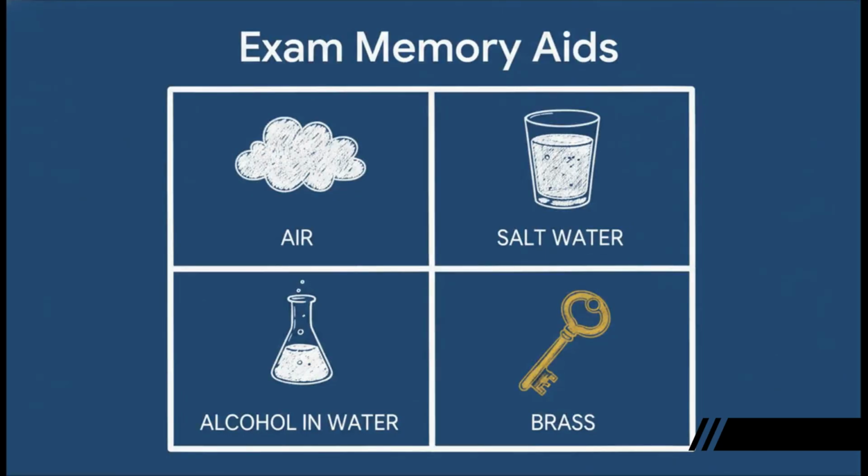So, just to wrap up the main ideas, here are the four big examples you'll want to lock into your brain. Air is gas and gas. Salt water is solid and liquid. Alcohol and water is liquid and liquid. And brass is solid and solid. If you can remember these four, you've really nailed the basics.